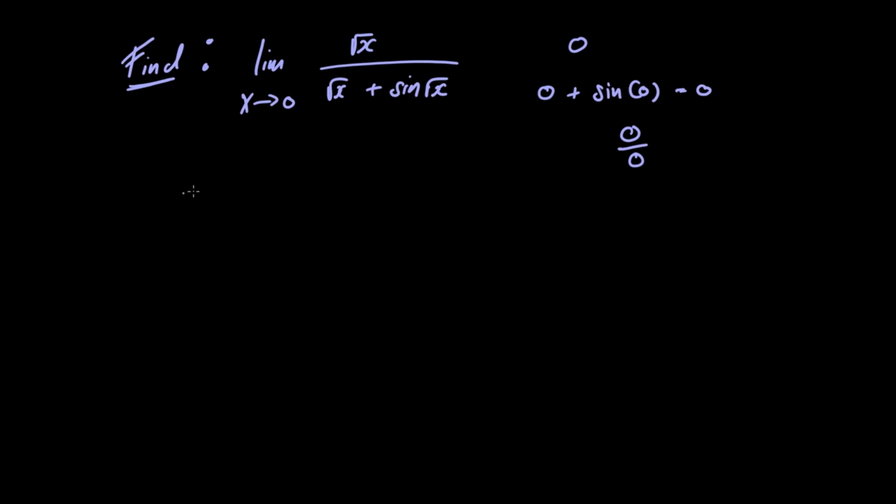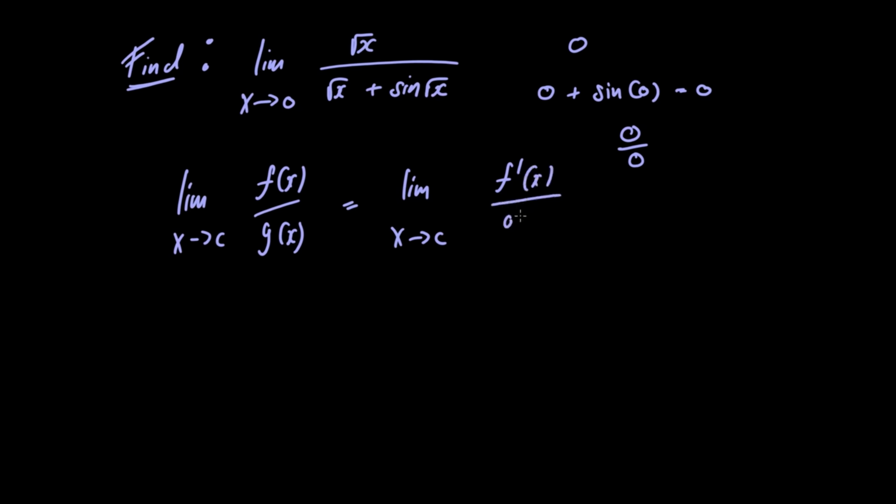L'Hopital's rule basically says that if you have a limit as x approaches c of a function f of x divided by another function g of x, this limit is equal to the limit as x approaches c of the derivative of f of x divided by the derivative of g of x, given that f and g are both differentiable at c and that the limit is of indeterminate form 0 over 0 or plus or minus infinity over plus or minus infinity.